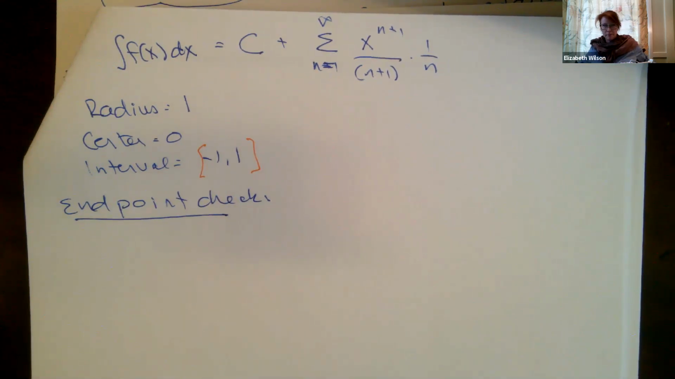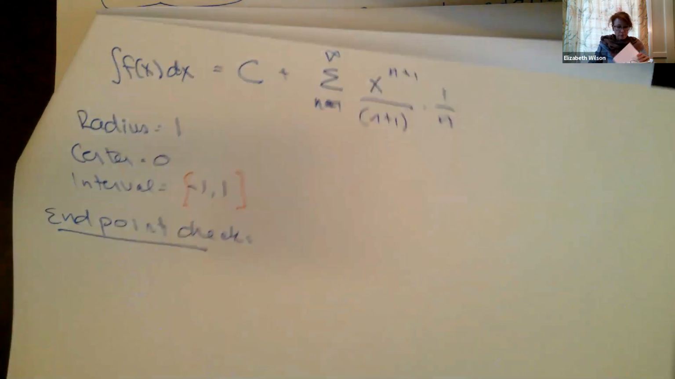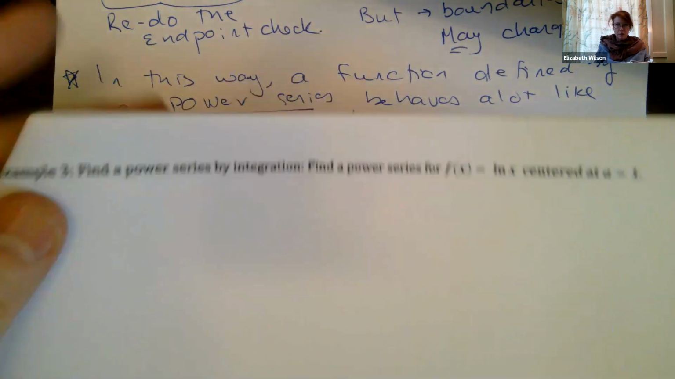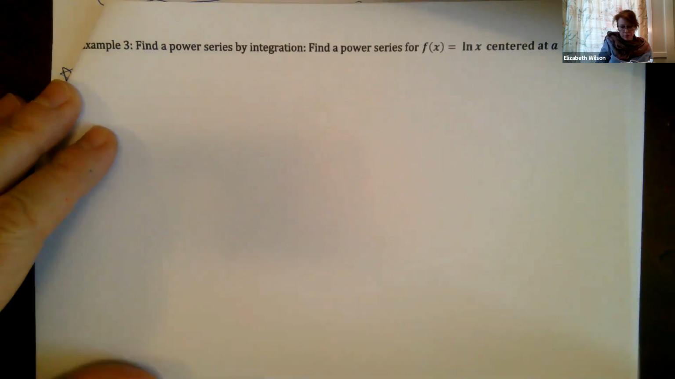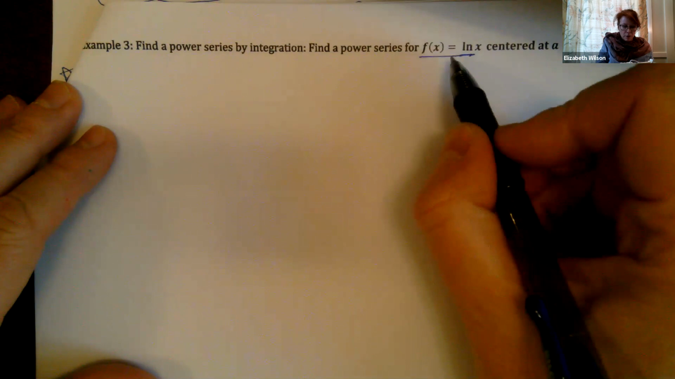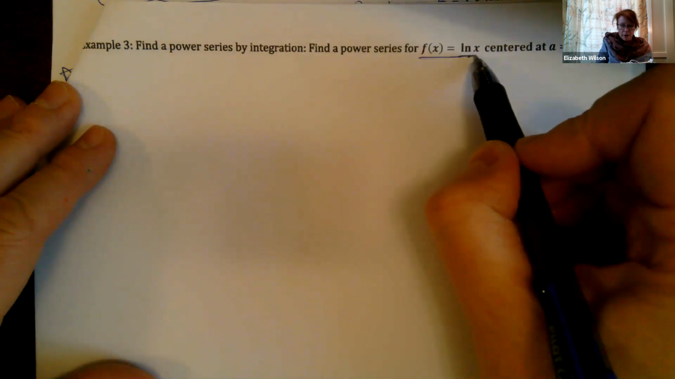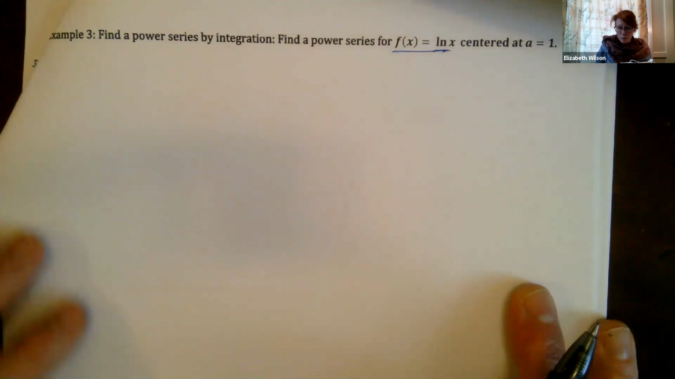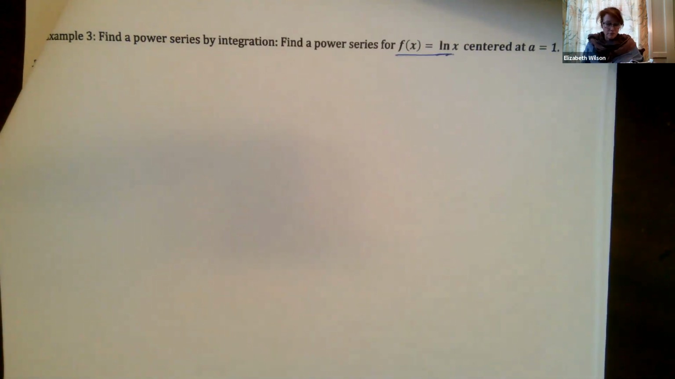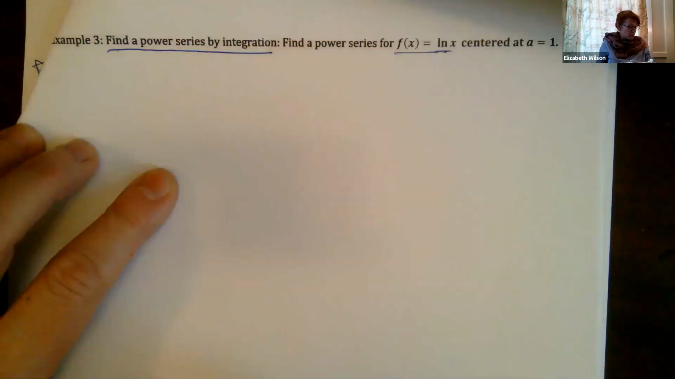All right, so this is a neat example. It's a little bit straightforward, but we want to find the power series for ln of x centered at a equals 1. Technically speaking, we can come up with our Taylor series for ln of x. We're going to show you how you can derive it by integrating a different power series. So this is what we're going to be doing: finding a power series by integration.